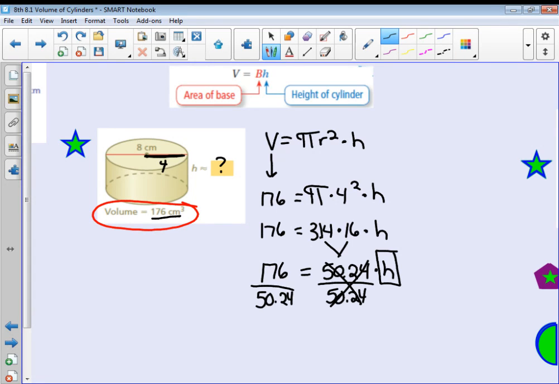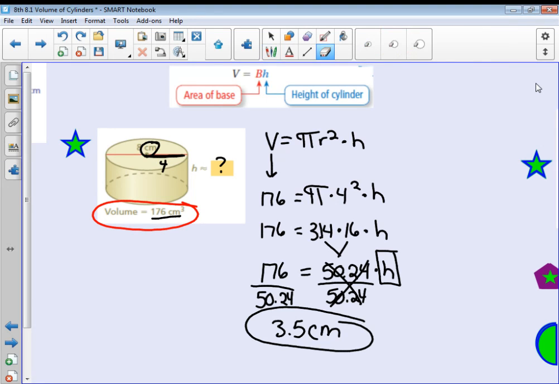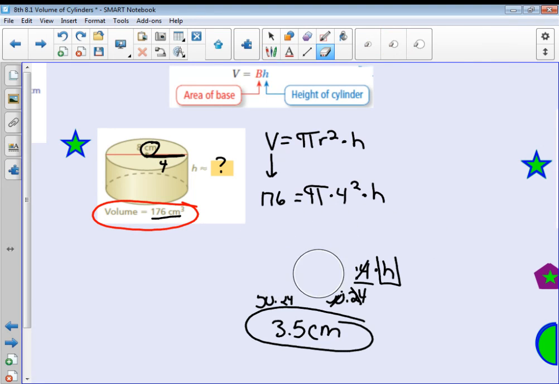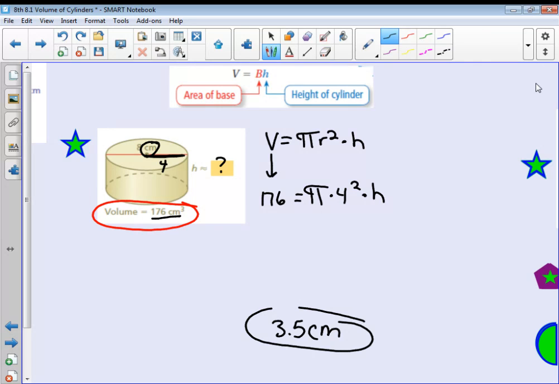So 176 divided by 50.24 gives us 3.5 approximately. And then our label is centimeters. So our height was 3.5 centimeters. If you want to check yourself, you can substitute in. We could go through and substitute back here. Let me erase this. Where I have my h, I could put a 3.5.